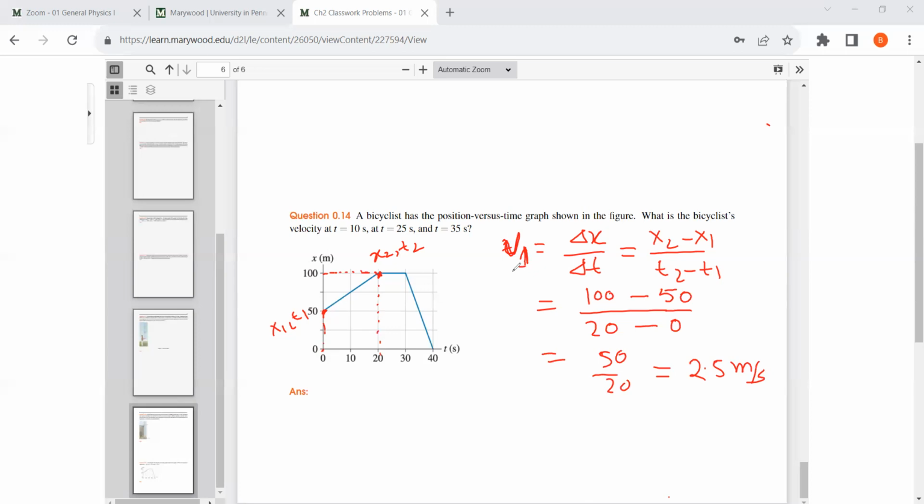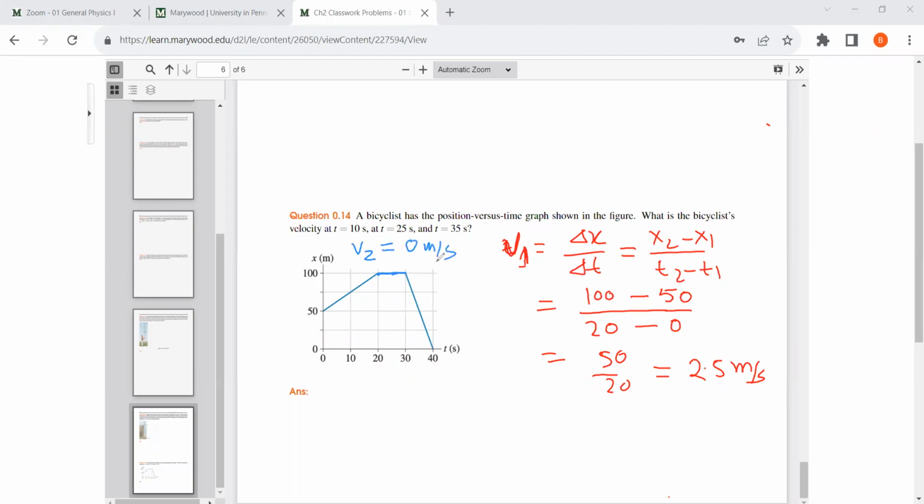All right, now the next one is what is the velocity at time t equal to 25 seconds. So 25 seconds is somewhere here. So we have to calculate the slope of this line, that is v2. But because this line is parallel to the run, the slope is 0. So v2 will be 0 meters per second.